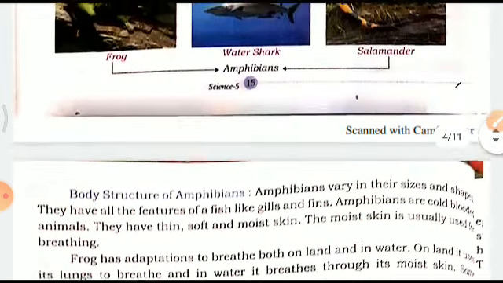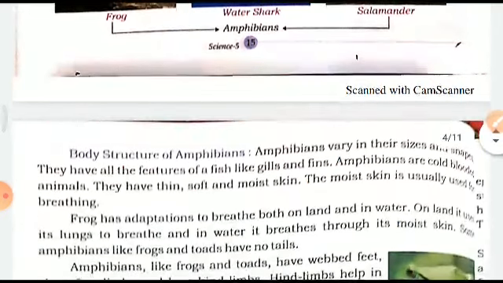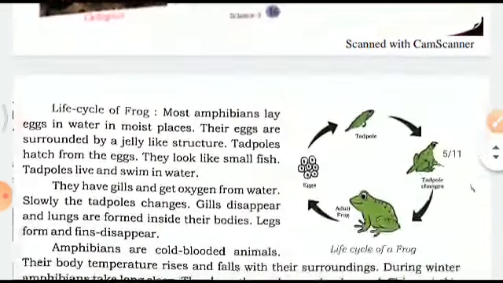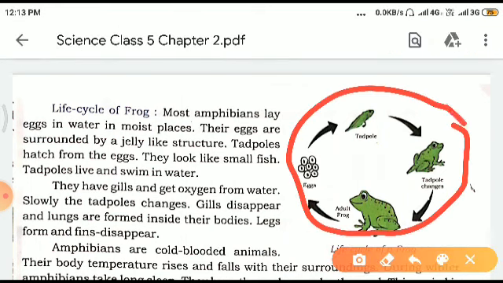We also studied, see, these three. Shark also. Then we studied their body structures, right. You need to learn this, especially you need to practice this diagram here of the life cycle of frog, right? On that note, we stop here.